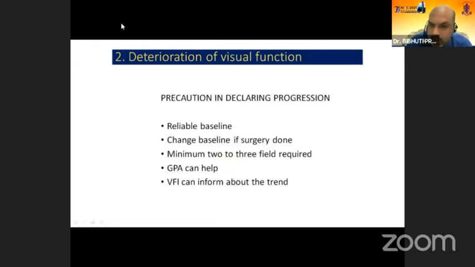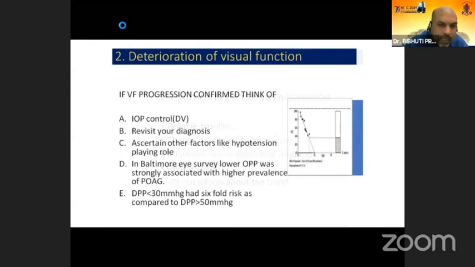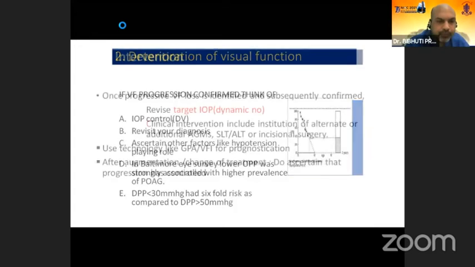Change the baseline when surgery is done. Suppose surgery has been done or the treatment protocol has been changed and the patient shows a lot of changes in the visual field, we have to redo the baseline evaluation to identify the progression. A minimum of 2 to 3 fields are required to term these patients as progressive patients. And GPA or VFI can help us in identifying these patients.